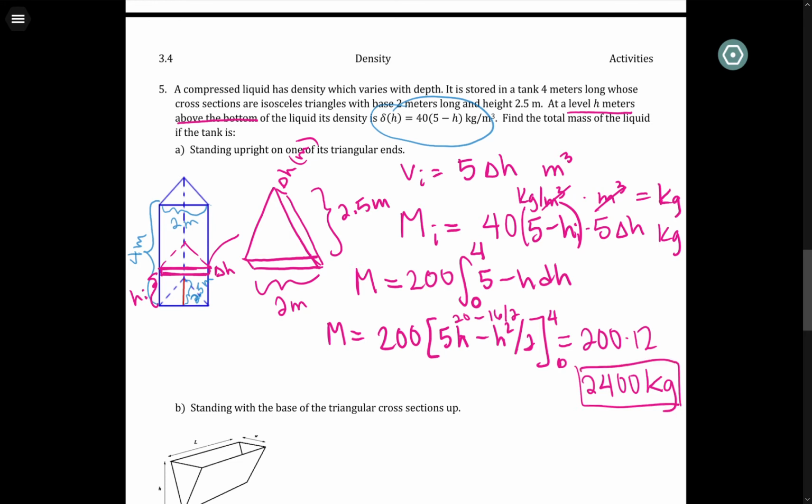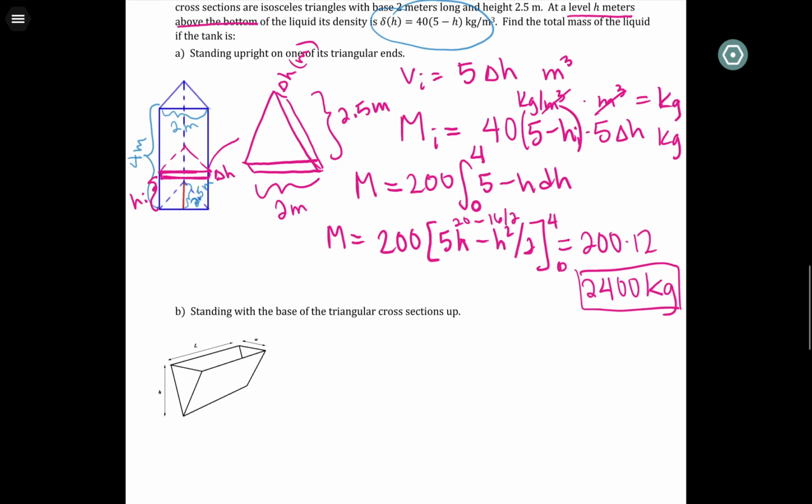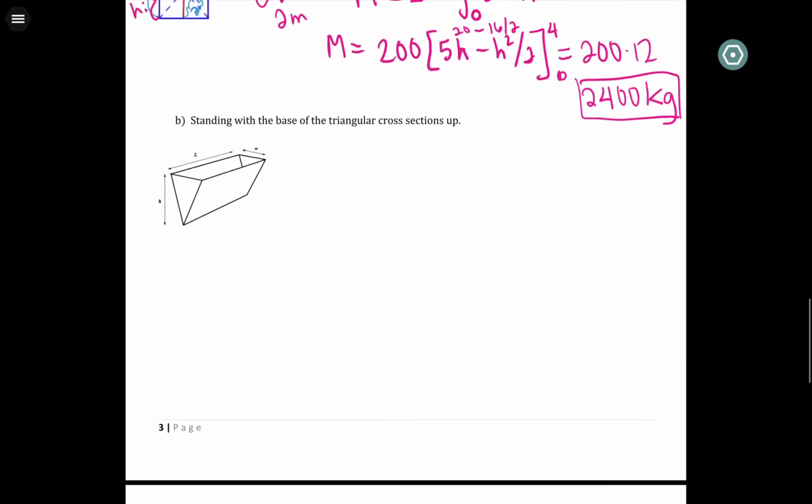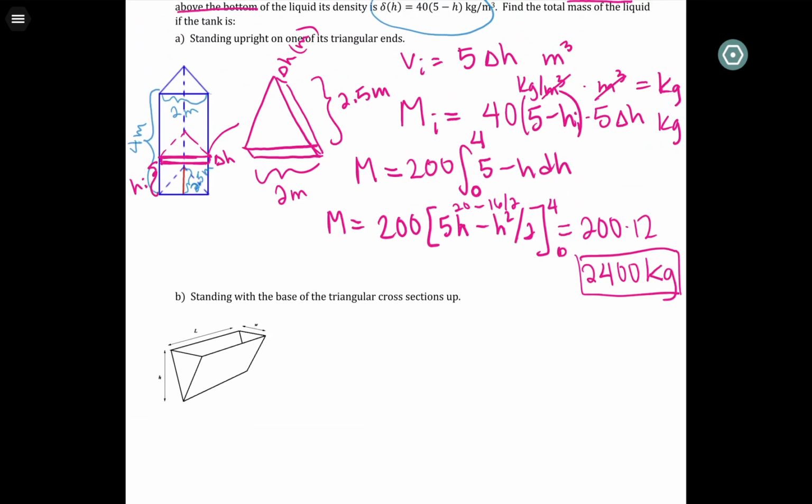Okay, so there's a good example. This would be a great time to pause and see if you can work through the different orientations of the tank. So in the next one, we're going to stand it on the tip of the triangle. And then in the last one, we're going to stand it on the base of the triangle. And I think an interesting question to ask yourself is which is going to have the most mass, because the tank stays the same size, always the same volume. So what's going to give us the most mass and what's going to give us the least mass?